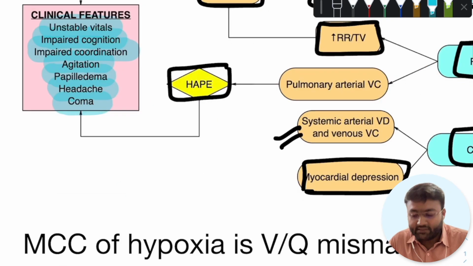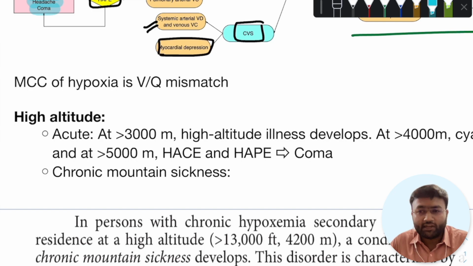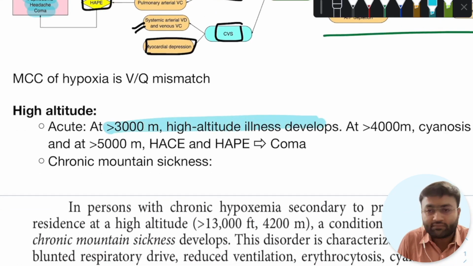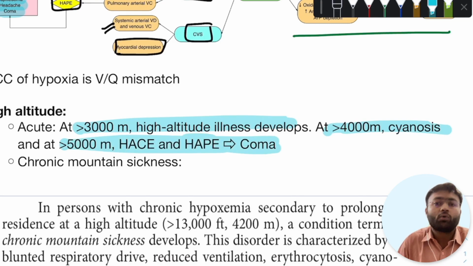So this completes the discussion of hypoxia. Just remember, in high altitude, there are some values that are given. So at 3000 meters, high altitude illness will develop. At 4000 meters, cyanosis will develop. And at 5000 meters, HACE and HAPE will develop, and that will lead to coma.